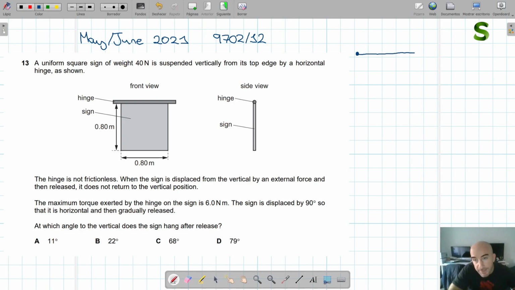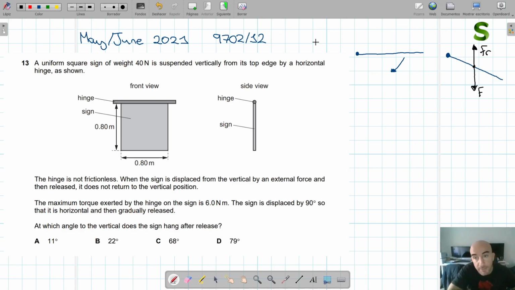We have displaced the sign from the vertical and we have set it horizontal. And then we have released it, and it's going to turn down by its weight this way, and it's going to stay in a position which doesn't go back to the vertical. So it's going to stay in this position. Okay. So why is this? Well, we have a weight here making it go downwards, but we have a friction of the hinge which is forcing it upwards, so that right now it's in equilibrium and it stays there.